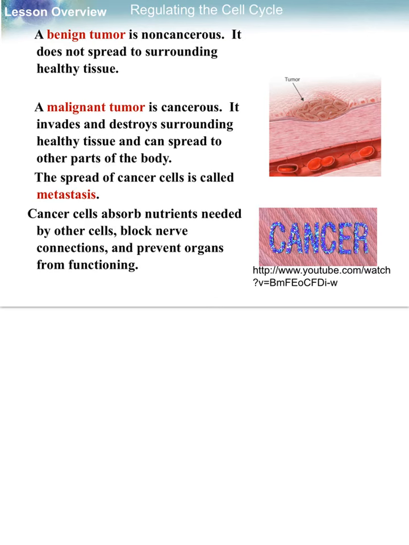Sometimes we have a benign tumor, or a non-cancerous tumor. It does not spread to or harm surrounding tissue. A lot of times it's just extra cells that aren't needed. The different type is called a malignant tumor, which is cancerous. It invades and destroys the surrounding healthy tissue and can spread to other parts of the body. The spread of cancer cells is called metastasis. Cancer cells absorb nutrients needed by other cells, block nerve connections, and prevent organs from functioning.